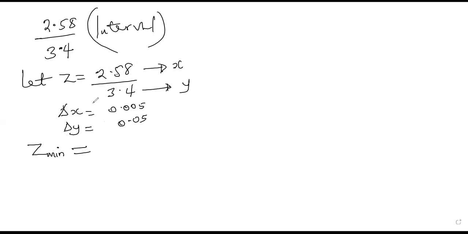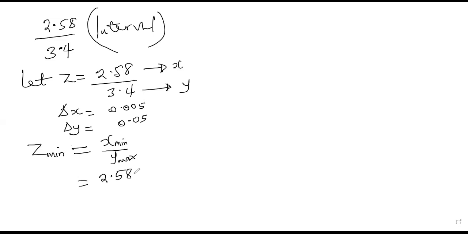Minimum. Small. X should be small. So in other words, my Z minimum would be X minimum. You will minimize X, but maximize what? Y. That is when you get a small number. So it will be X minimum, you get X, that is 2.58.